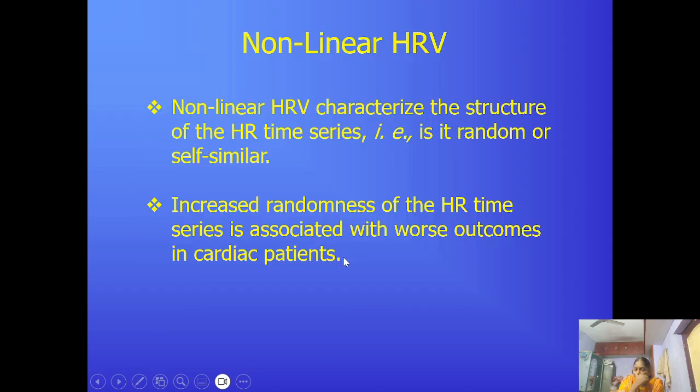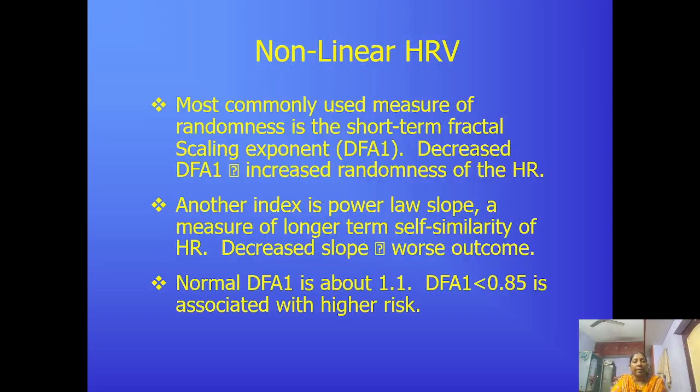And non-linear HRV. Non-linear HRV characterizes the structure of the heart rate time series. Here, increased randomness of the heart rate time series is associated with worse outcomes in cardiac patients. So we have to be very careful in estimating the heart rate. The most commonly used measure of randomness is called the short-term fractal scaling component. We call it DFA1.